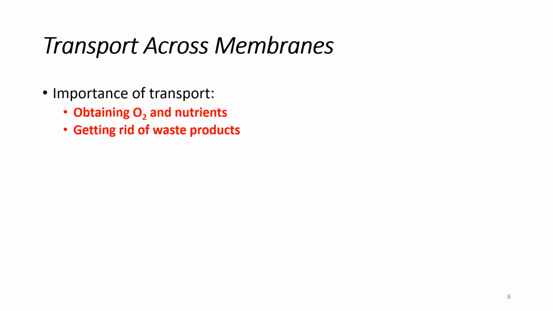Important things that are being transported: oxygen, nutrients, and waste products. These are the things that need to be able to go through the cell membrane so that the cell can get rid of things it doesn't need and it can obtain important things that it needs for functioning. And when we think about nutrients, we think about amino acids, fats, and glucose to metabolize and to make ATP and so on.